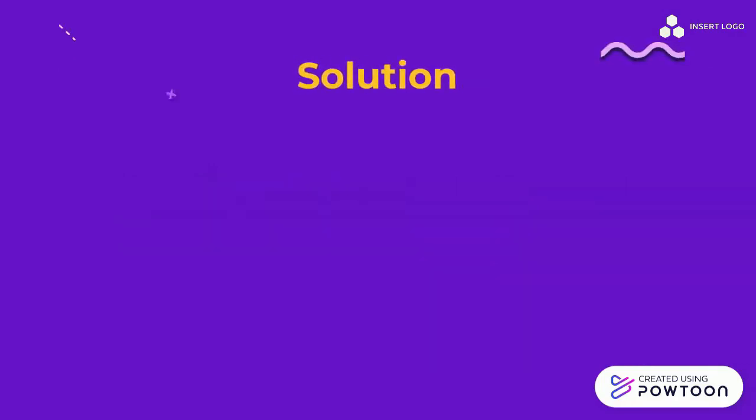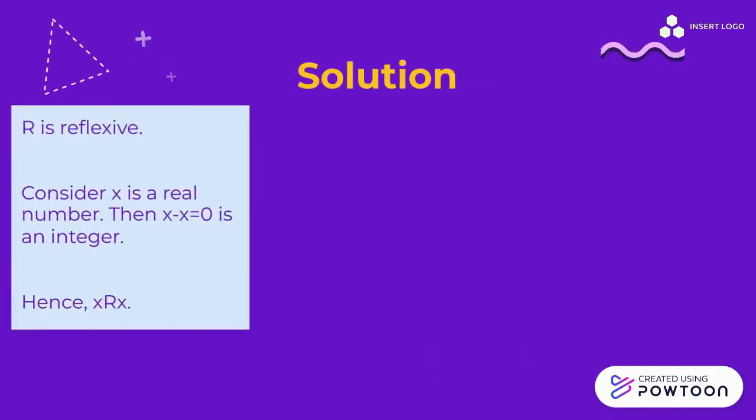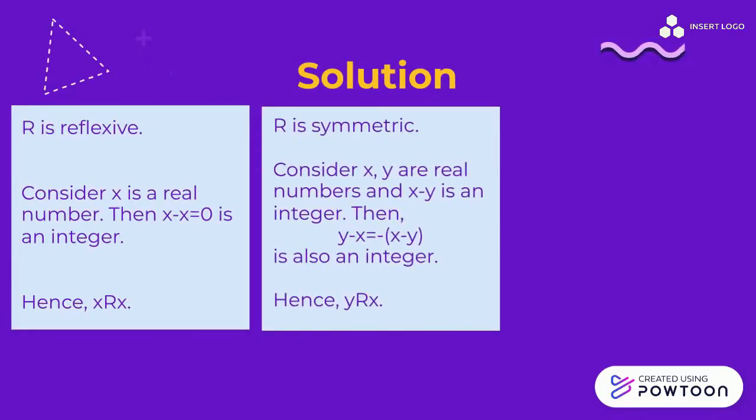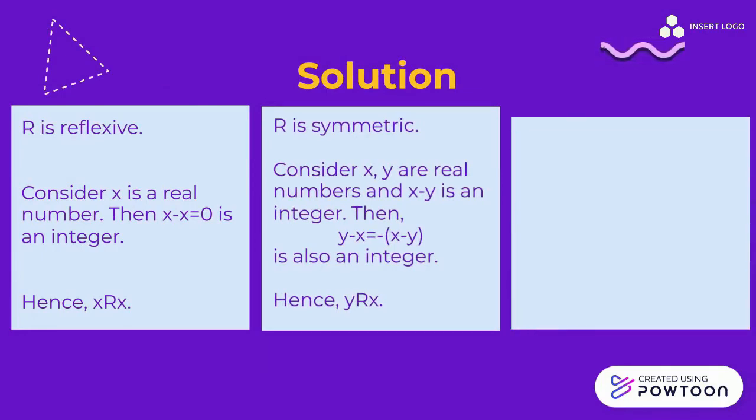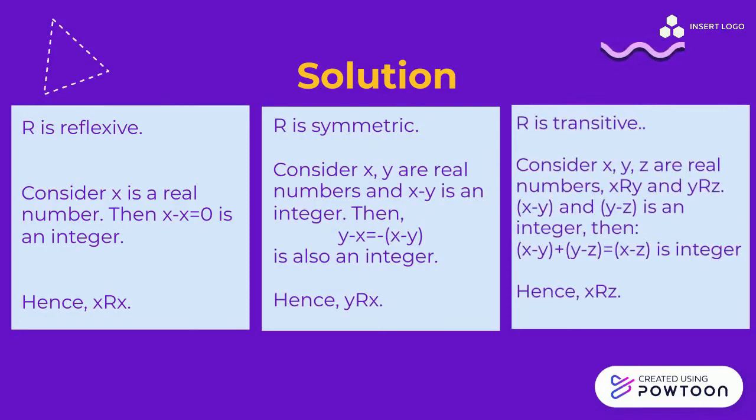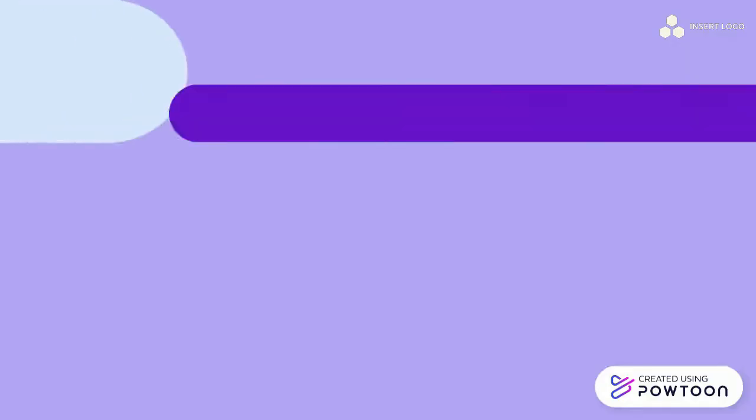The solution: R is reflexive because x minus x is 0, an integer, so x R x. R is symmetric because if x R y, then y R x is also an integer. R is transitive because x R y, then y R z, therefore implies x R z. Hence, R is an equivalence relation.